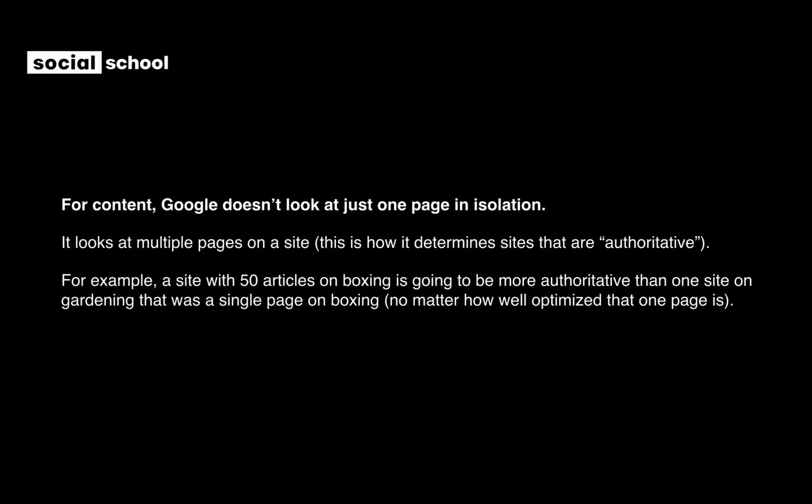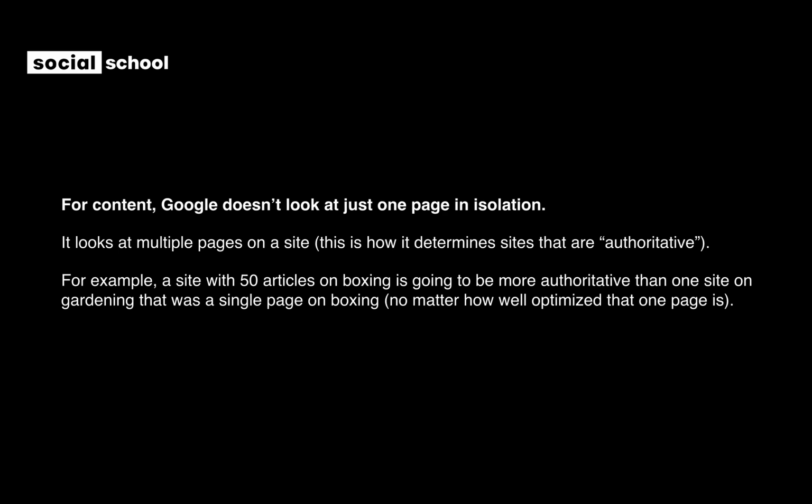For example, if you have a site with 50 articles on boxing, Google's going to say, hey, that's a lot of boxing content. This must be an authoritative source for this. That's going to be a lot more authoritative when it comes to boxing than a gardening site that has a single page about boxing. Google's going to say, well, you're not really that authoritative.